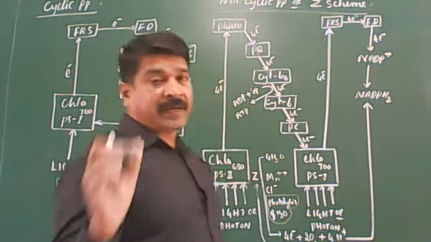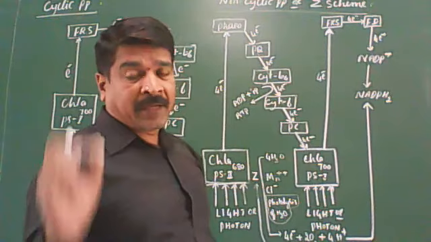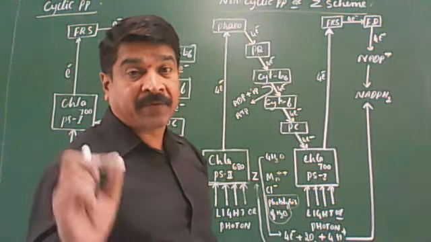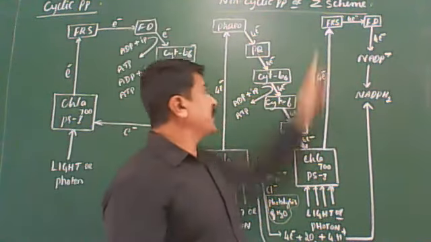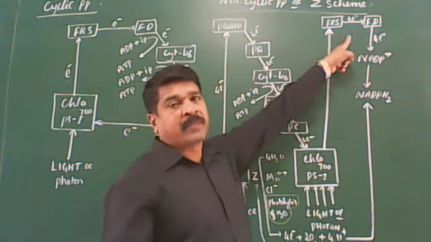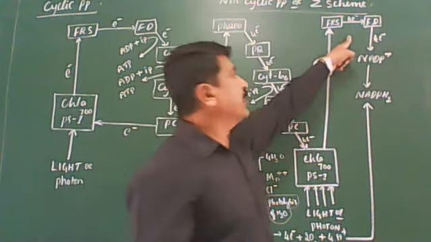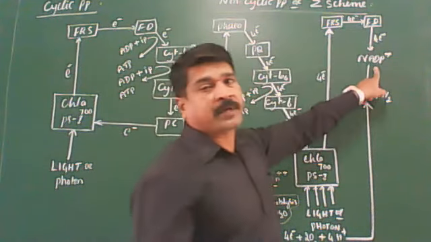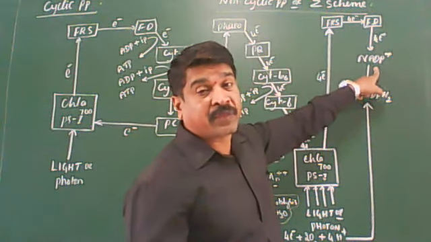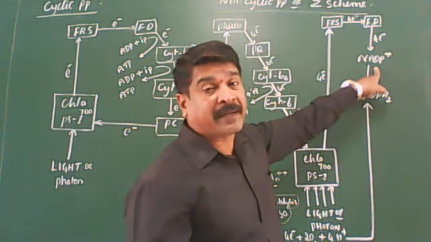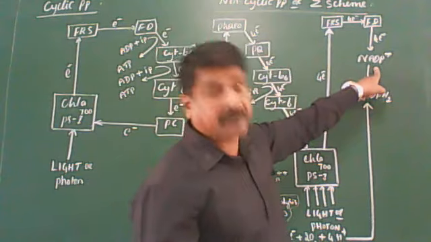Any electrons ejected from PS1 are first accepted by FRS. You remember this. The ejected electrons from PS1 are accepted by FRS and FD. Finally, from the FD electrons are accepted by NADP plus. NADP plus is the final electron acceptor in non-cyclic photophosphorylation.